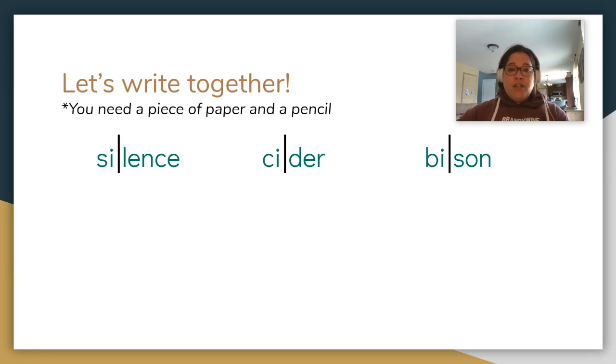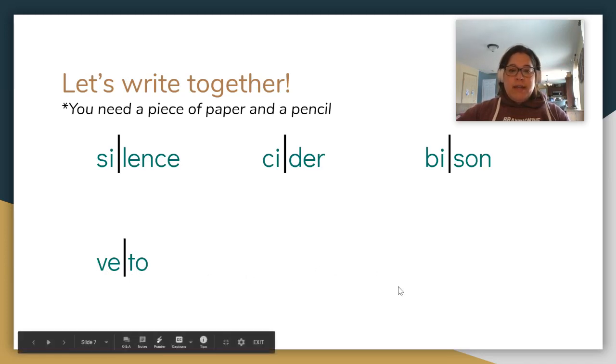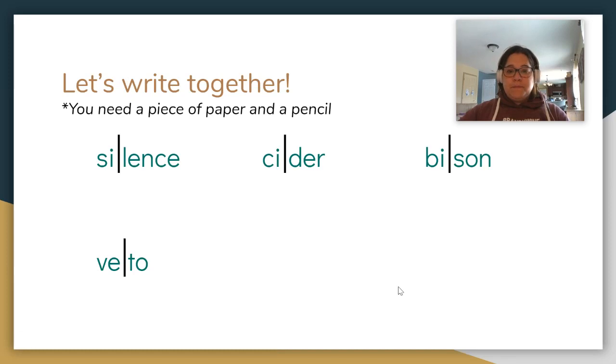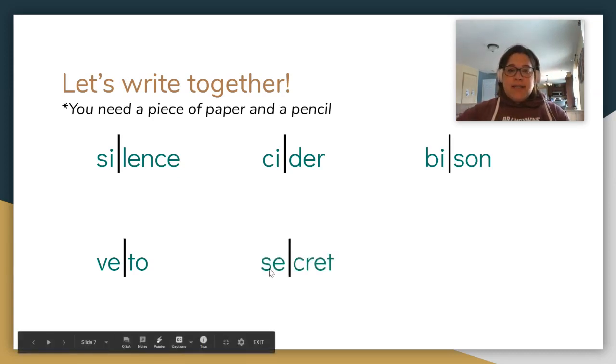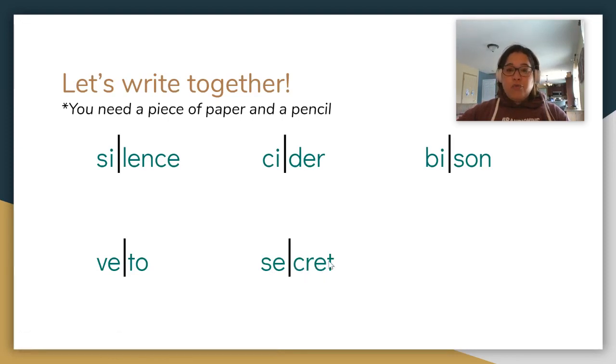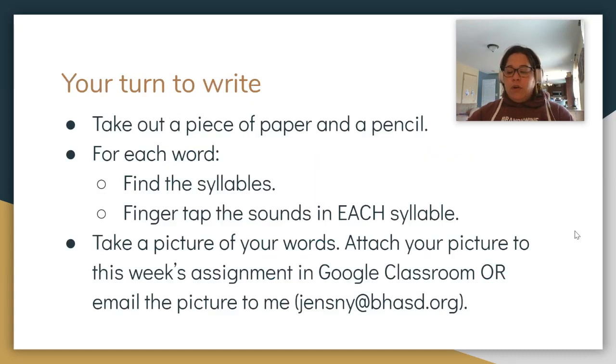Next one, veto. The president can veto a bill that comes across his desk. Veto. Two syllables, veto. V-E-T-O. Good. We've got two more like this. Next word, secret. Two syllables. Secret. S-E-C-R-E-T. Secret. Next one, razor. Razor. Two syllables. R-A-Z-O-R. Razor.